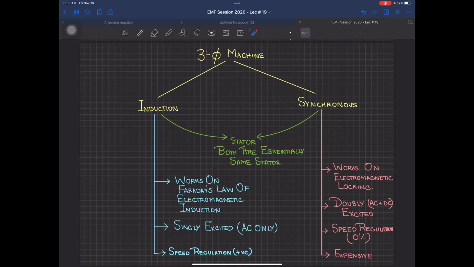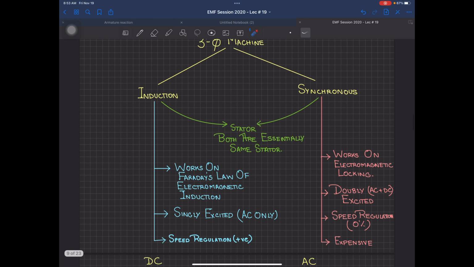Three-phase machine. Now, we are going to talk about two three-phase machines. One is called the induction, the other one is called the synchronous. As the name suggests, induction means that it is going to work on Faraday's law of electromagnetic induction. The second one is synchronous, and the word synchronous comes from the fact that there is some electromagnetic locking. Here I have written the two laws by which they are going to work. Induction motor is going to work by Faraday's law of electromagnetic induction.